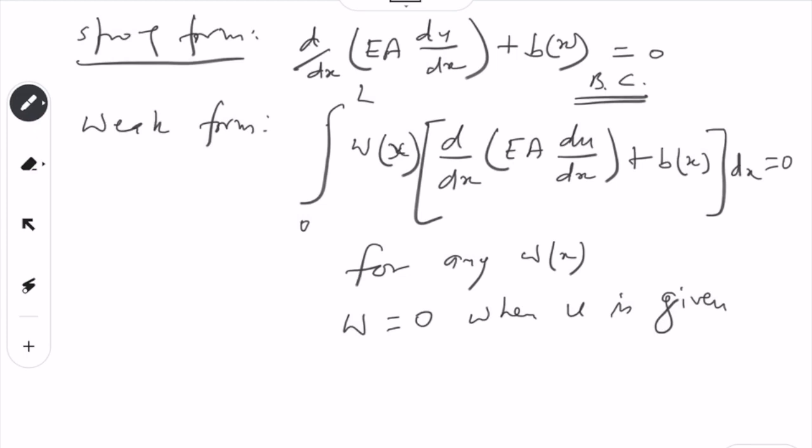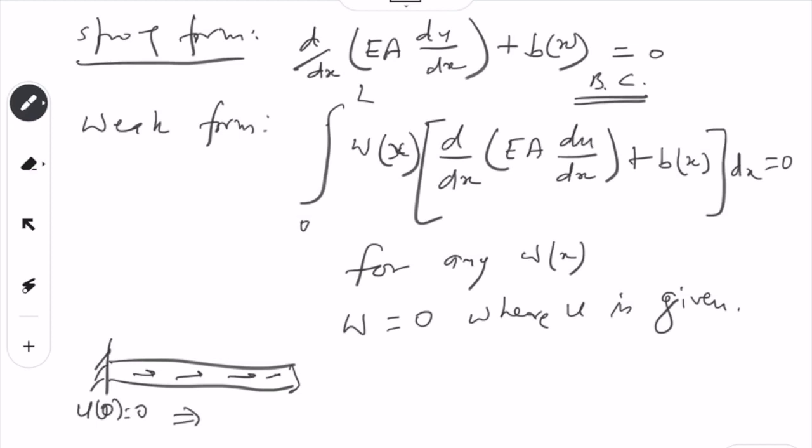Yeah. So, where u is given, that means, okay. In our case, in one example we took, we had a bar like this one and then we have B naught like this. Here u 0 equal to 0, that tells that W 0 will also equal to 0. Yeah, so that's the meaning.